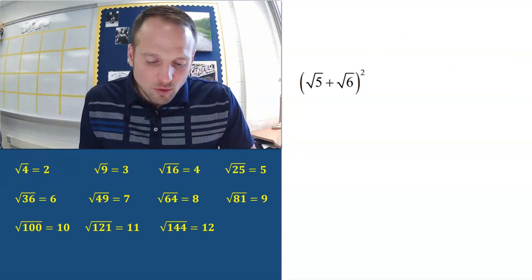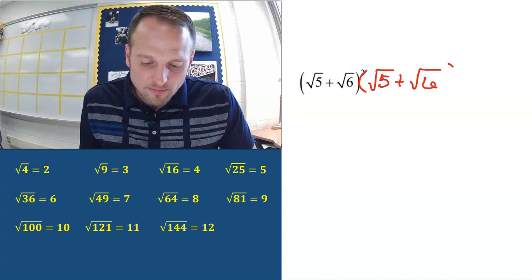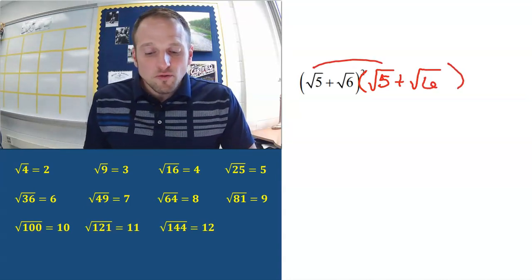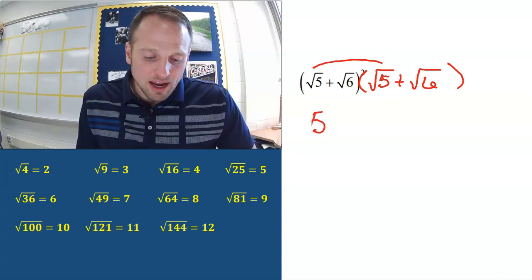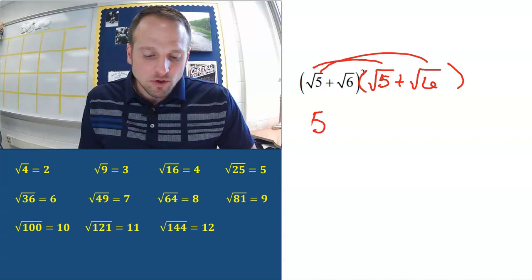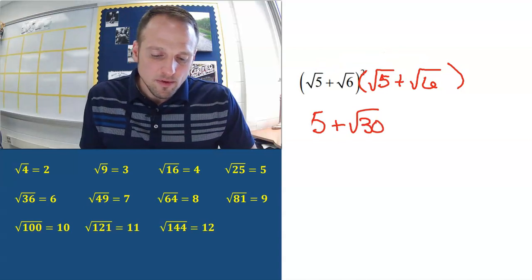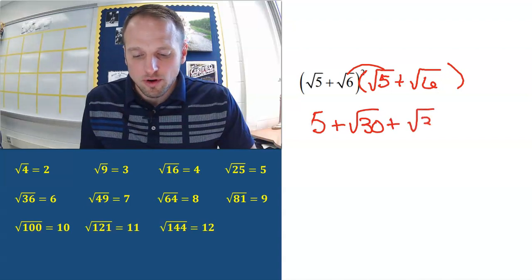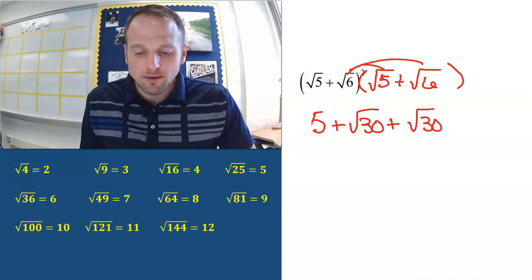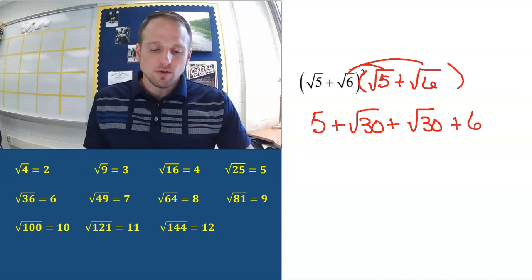So what does this actually mean? Well, root 5 plus root 6 squared just means root 5 plus root 6 times itself. So let's FOIL this. Root 5 times root 5, that's just going to be plain old 5. Root 5 times root 6, that's going to be root 30. And then root 6 times root 5, that's just going to be a plain old root 30. Root 6 times root 6, that's a plain old 6.